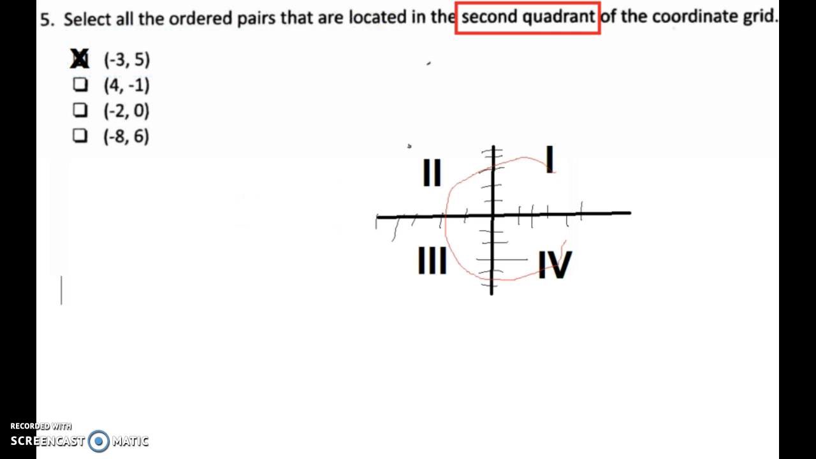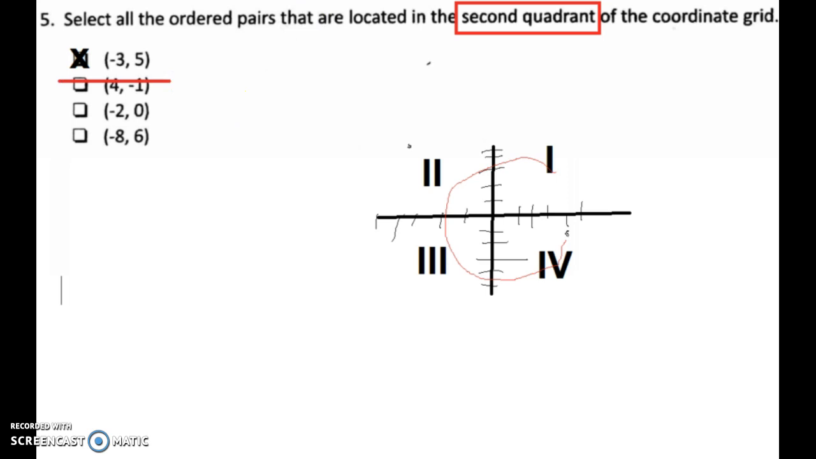The next plot it gives us is 4, -1. So I'm going to go over 4. 1, 2, 3, 4. -1 would be down here somewhere, right? Is that in quadrant 2? No, that's in quadrant 4. So that's not going to be our point. So I'm just going to put a red line across this thing. That's a no, we don't like that one.